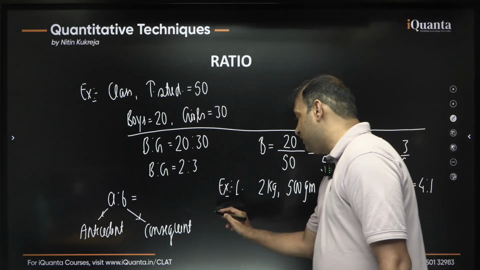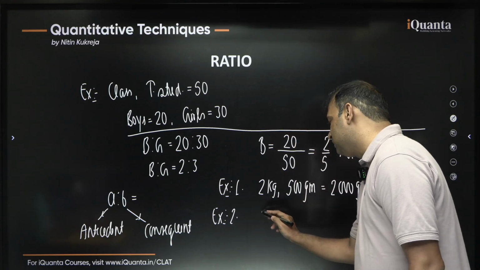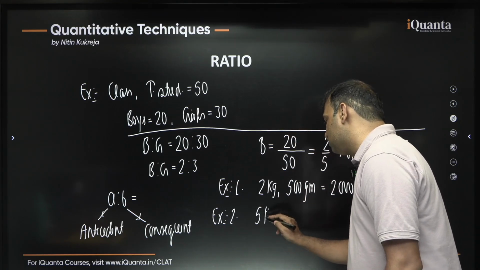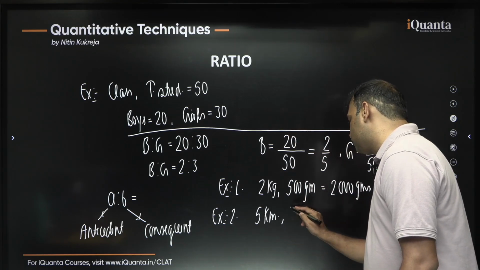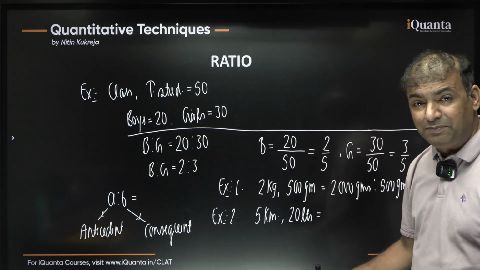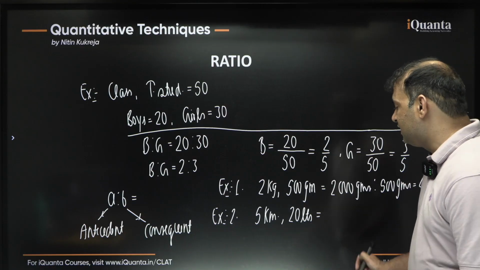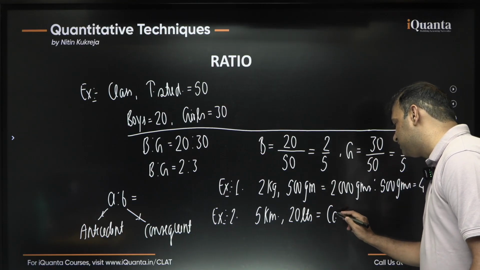Similarly, let's say another example where we have to compare 5 kilometers and 20 liters. So what is the ratio of them? Some of the students might be saying the ratio is 1:4, since 5:20 is 1:4, but guys, the answer of this example is cannot be determined.